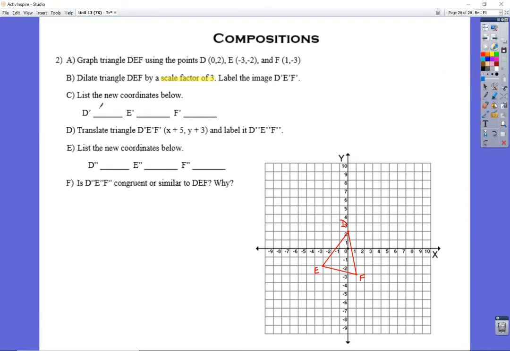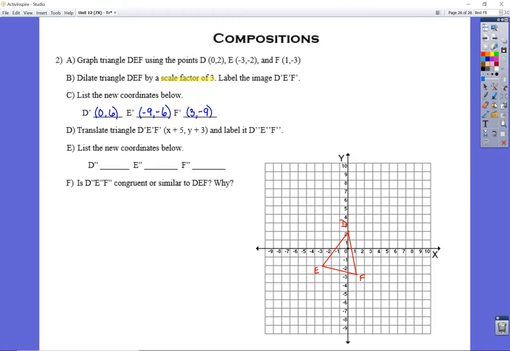The new coordinate for D would be 0 times 3, which is 0, and 2 times 3, which is 6. E would be -3 times 3, which is -9, and -2 times 3, which is -6. And F prime would be 1 times 3, which is 3, and -3 times 3, which is -9.